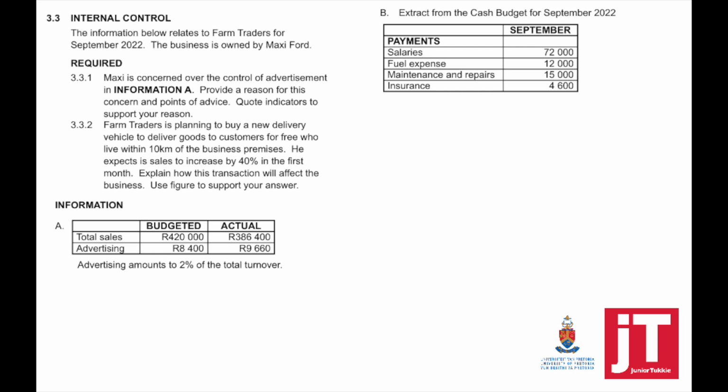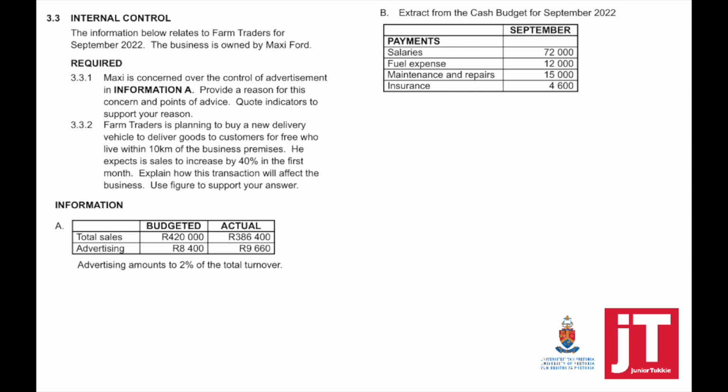Number 2, Farm Traders is planning to buy a new delivery vehicle to deliver goods off the business premises. He expects his sales to increase by 40% in the first month. Explain how this transaction will affect the business. Use figures to support your answer.